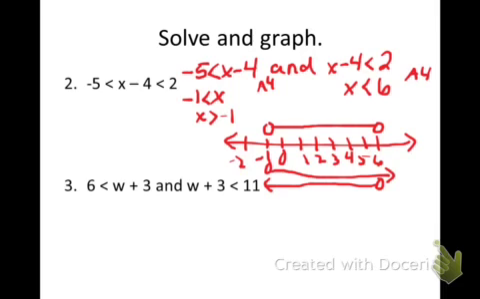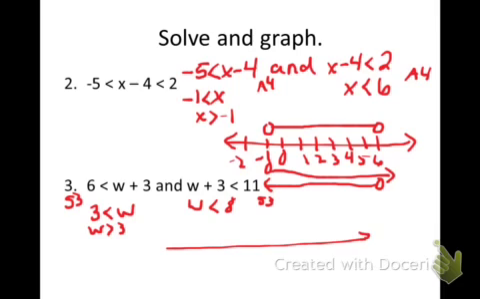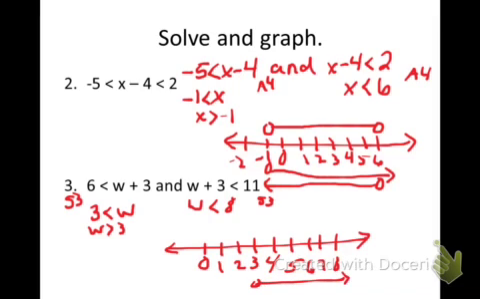In number 3, we want to subtract 3 from each side. So we're going to get 3 is less than w, which again is the same as w greater than 3. Over here, when we subtract 3, we're going to get w is less than 8. So we need to graph this. Greater than 3. Less than 8. 3 and 8 are not included, so we need open circles on both ones, and there it is.